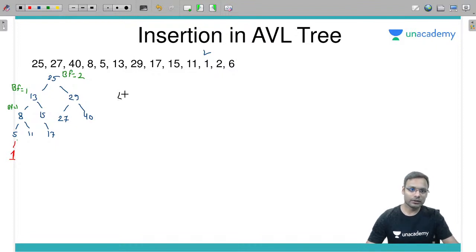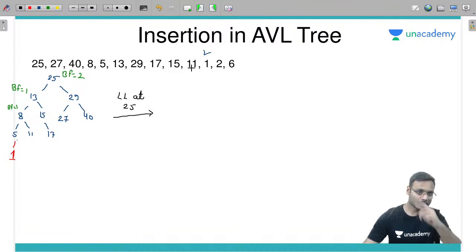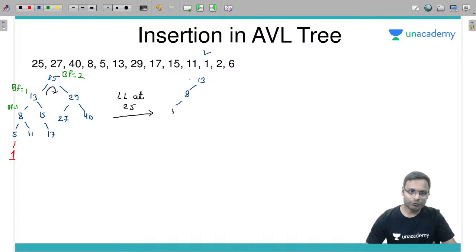LL at 25. If I have to do LL at 25, this way I'll have to rotate the tree, a single right rotation. 13 will be on the top, left side 8, left 5, left 1, 8's right 11 as it is, 13's right will be 25, 25's right as it is, 29, 27, 40. The right of 13 will go in the left of 25, which is 15. 15's right 17 will be as it is.